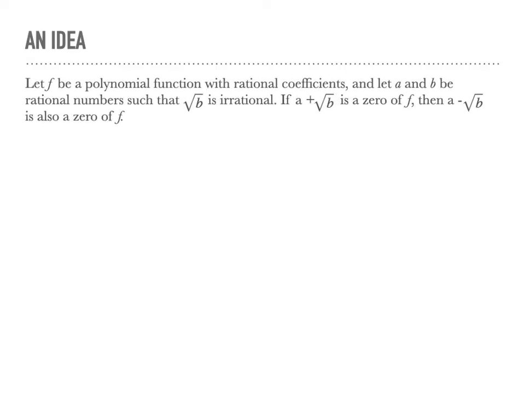Let's say f is a polynomial function with rational coefficients, and let a and b be rational numbers such that the square root of b is irrational. Now, if a plus the square root of b is a zero of f, then a minus the square root of b is also a zero of f.